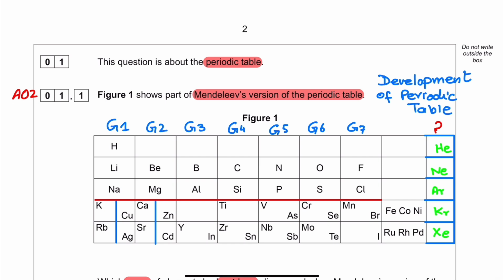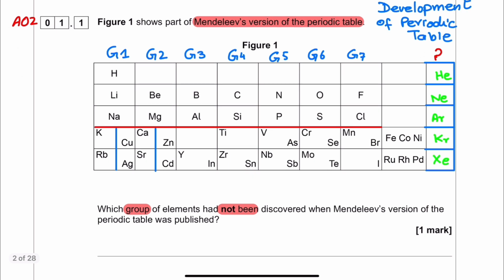In Mendeleev's periodic table, comparing with the modern periodic table, it looks like group number one, group number two, group number three, 4, 5, 6, and 7. The question is: which group of elements had not been discovered when Mendeleev's version of the periodic table was published?